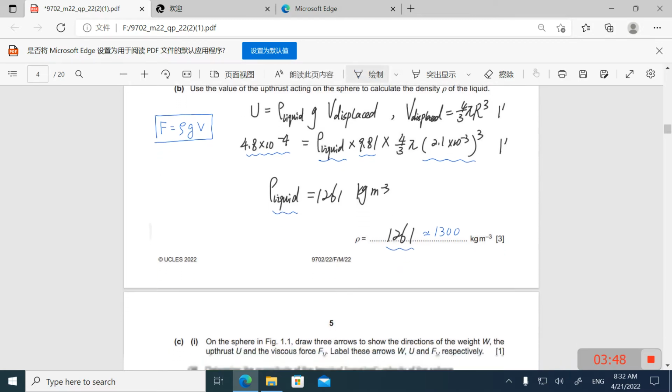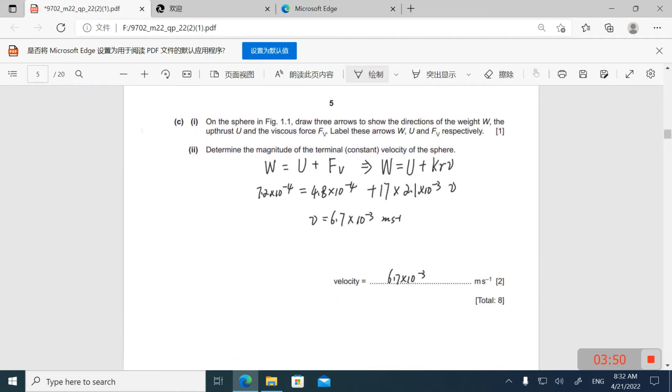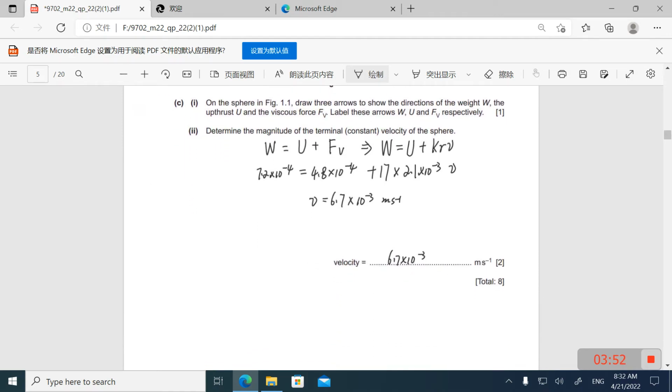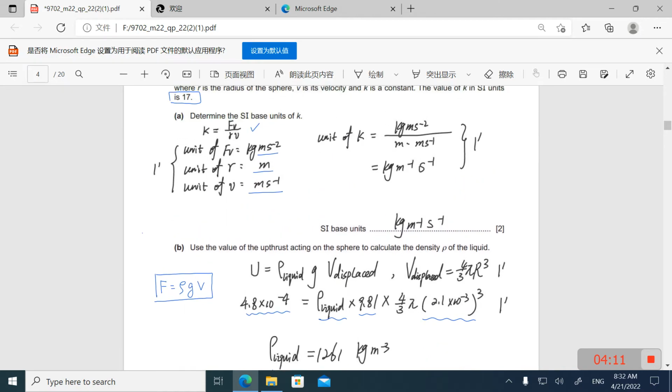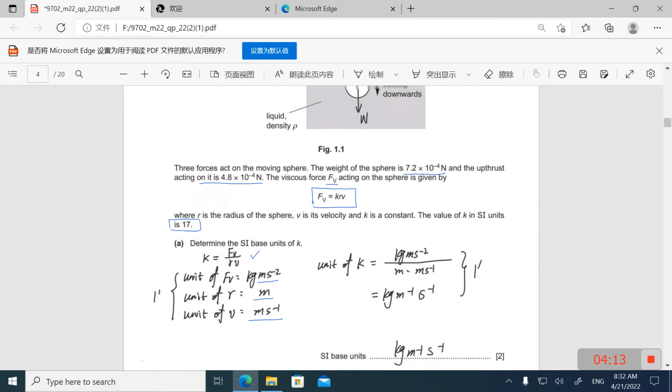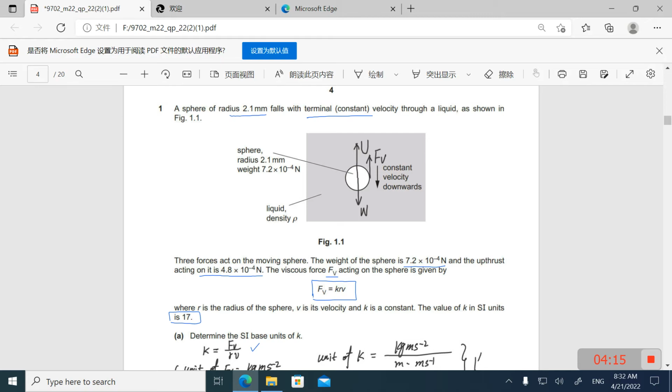Next, they said on the sphere in figure 1.1, draw the three arrows to show the direction of the weight W, upthrust U, and the viscous force Fv, and label these forces with weight W, upthrust U, and viscous force Fv. I'm going back to the diagram. Very easy one. If you can see, the two forces are acting upward. One is the upthrust, the second one is the viscous force, and the weight is acting down.